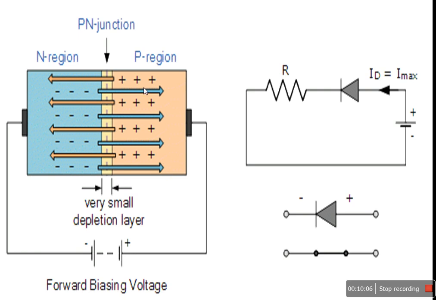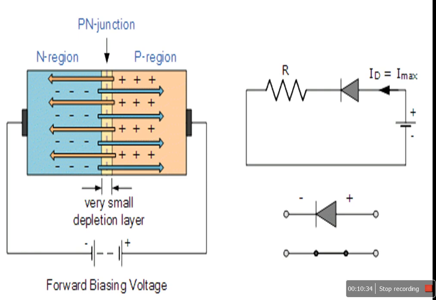So here the P side, the anode, is connected to the positive terminal and the cathode is connected to the negative terminal of the battery. So it is said to be the forward biasing voltage. Whenever you apply the forward biasing voltage, it opposes the built-in potential. Built-in potential is nothing but the voltage developed at the depletion region.